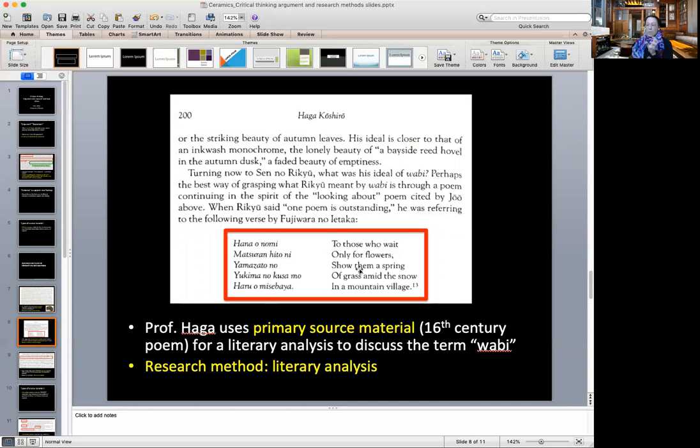So he's using primary source material, in this case a poem from the 16th century, for a literary analysis, or literature analysis, to discuss the term wabi. What did wabi mean to a person in the 16th century? Let me look at this poem to find out more about it. So that is his research approach, his research method, literary or literature analysis.